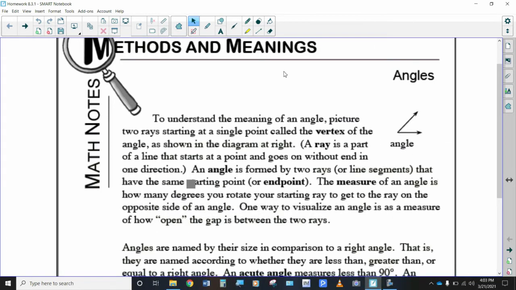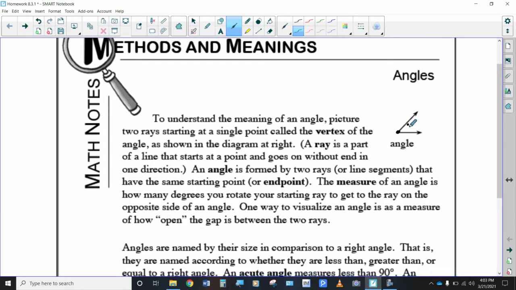But the angle itself is two rays. And those two rays have a starting point, or I guess the book sometimes calls them endpoint. If the ray ended here, it wouldn't go on forever in the other direction, is what I'm saying. So we're going to call them starting points, but either way, it's the vertex of the angle, which has two rays coming out of it.